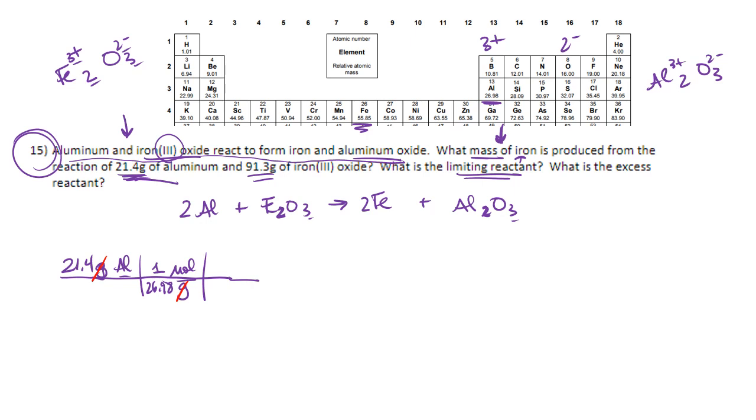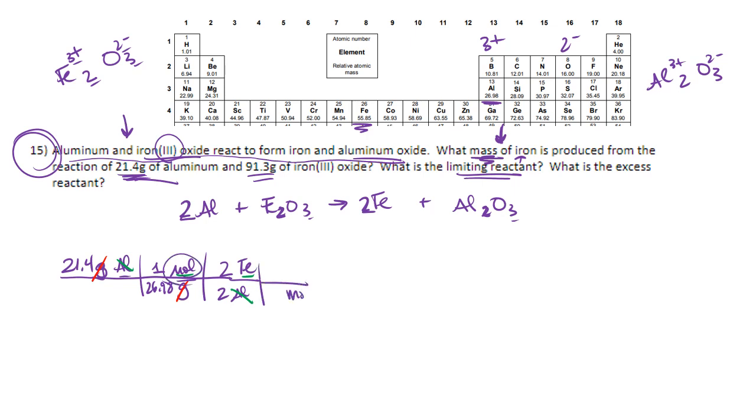We're going to do that with our mole ratio. Aluminum on the bottom, iron on the top. 2 in front of aluminum, 2 in front of iron. We now have successfully canceled out aluminum. I have moles of iron. I don't want moles of iron, I want the mass of iron. And so we're going to extend our railroad tracks just a little bit more.